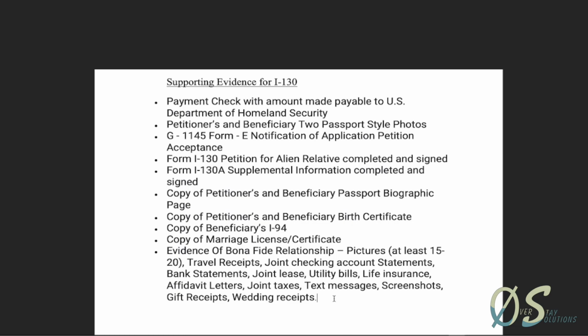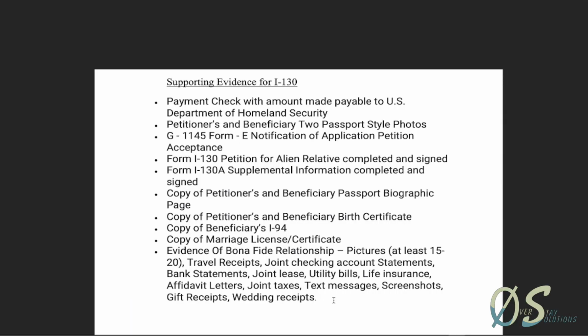certificate, copy of beneficiary's I-94, copy of beneficiary's birth certificate, copy of your marriage license, along with evidence of bona fide marriage. Some of the evidence that you can use for bona fide marriage includes text message conversations, receipts from trips if you guys took any trips, relationship photos, history of communication, which can be email, or if you send each other money, that can be a form of evidence.